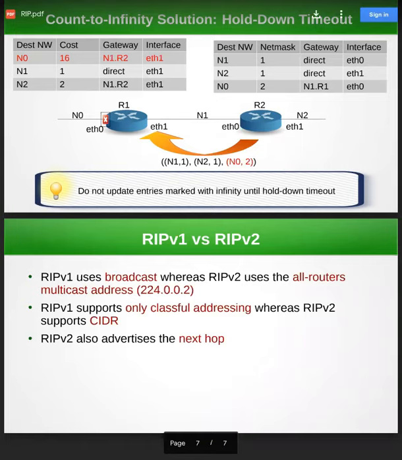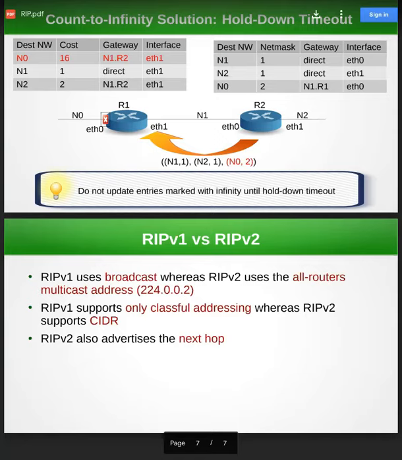RIP version 1 supports only classful addressing. RIP version 2 supports CIDR, which means it advertises not just the network ID, but also the mask information, because given the network ID now, you don't know what the mask is. 10 doesn't mean the mask is 255.0.0.0; it means something else. So the RIP version 2 message contains the network ID, the mask, as well as the next hop. It also carries the gateway information.